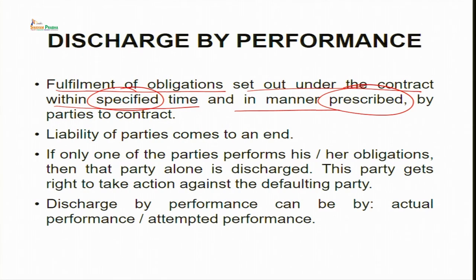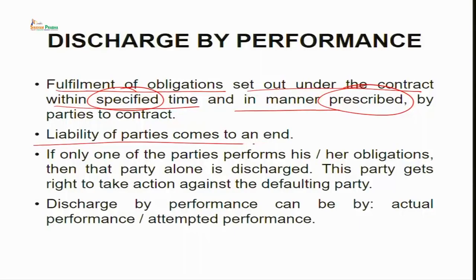So, fulfillment of obligations as given under the contract within specified time, that is, the period mentioned within the contract, and in the manner prescribed, that is, in the manner which has been mutually decided by the two parties. Liability of parties comes to an end. So, once the parties have fulfilled their respective obligations, they are no more liable to each other under a contract.